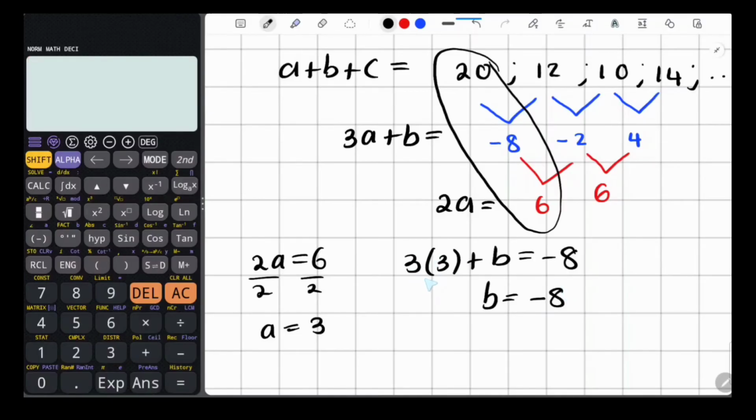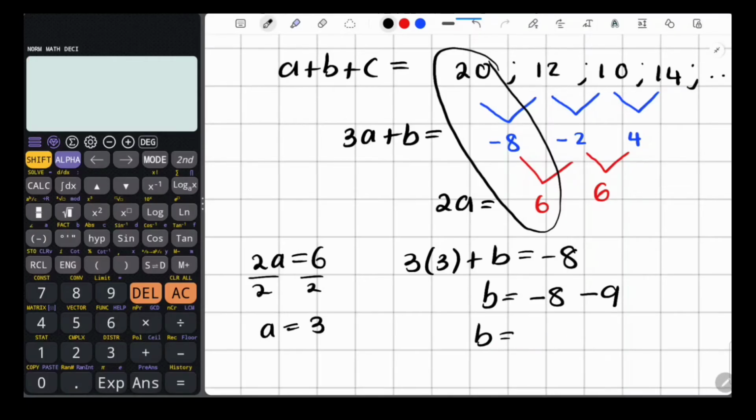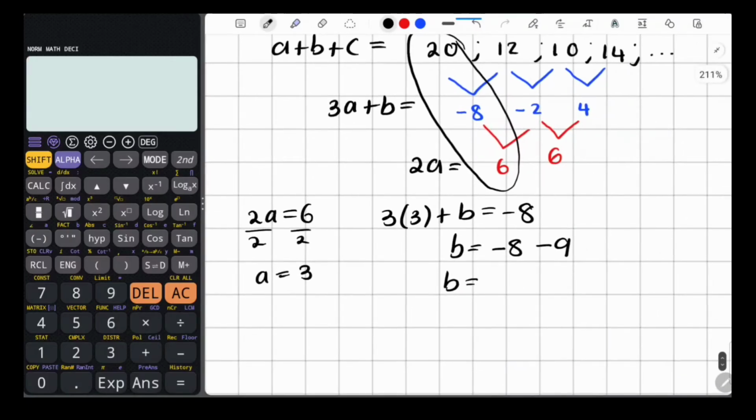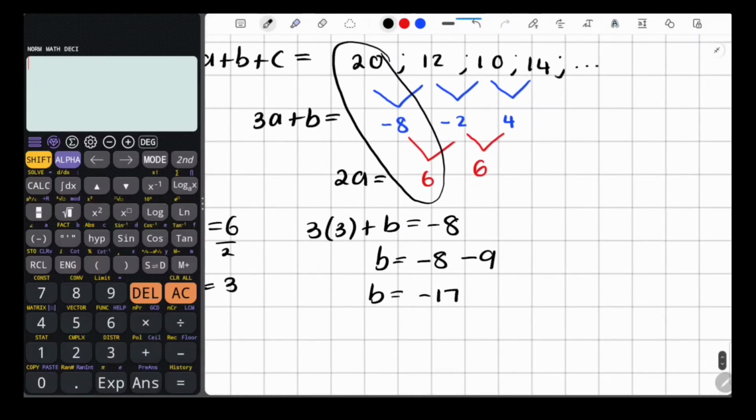Since this becomes 9, take it over and it becomes a negative 9. B is equal to negative 8 minus 9. Negative 8 minus 8 is negative 16, so negative 17. And so we have B. And now we have to find C.